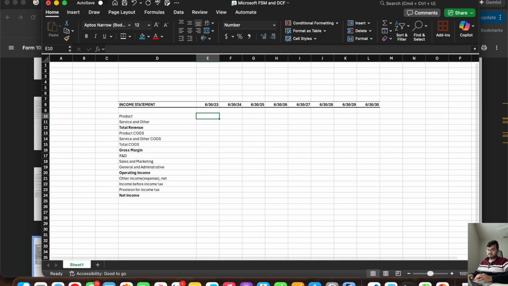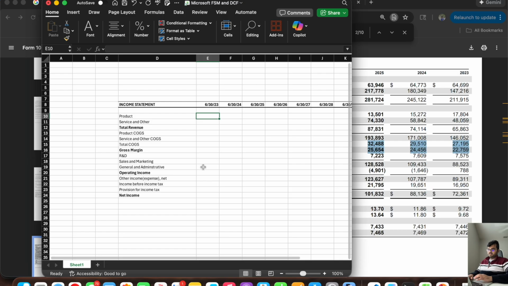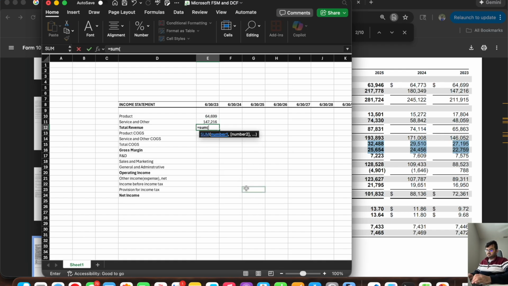So now let's input the 2023 numbers first, which is in this column, that is 64699147216. This is just the summation of these two. Then the next one is 1784, 48059. Now total COGS is summing up these two numbers. Gross margin is the difference between these two.